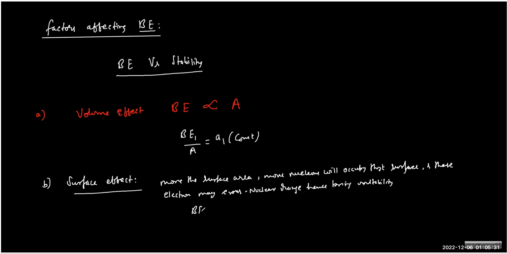So we can say the second factor will decrease, but this will be proportional to what? Surface area, and surface area will be proportional to R square, isn't it? Yes. And we know the formula was R equals R not A power 1/3. So R square becomes proportional to A power 2/3. Since R is R not A power 1/3.